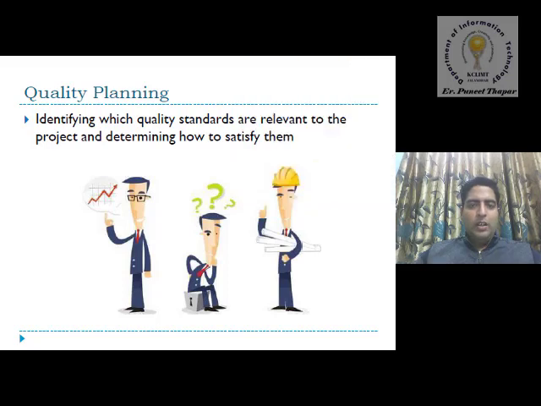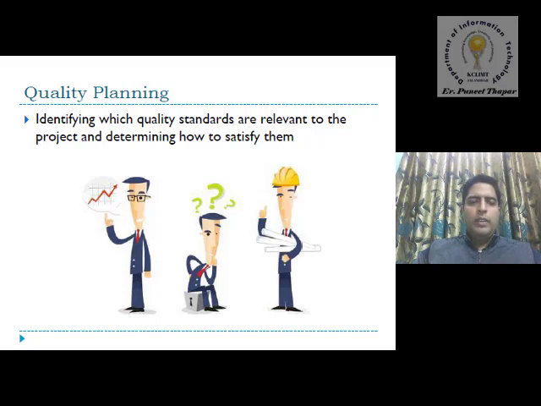Hello everyone. Our today's topic is quality planning. In this we will discuss the various types of inputs that are used for quality planning, the various tools and techniques that are used for quality planning, and last, what output is generated using quality planning.